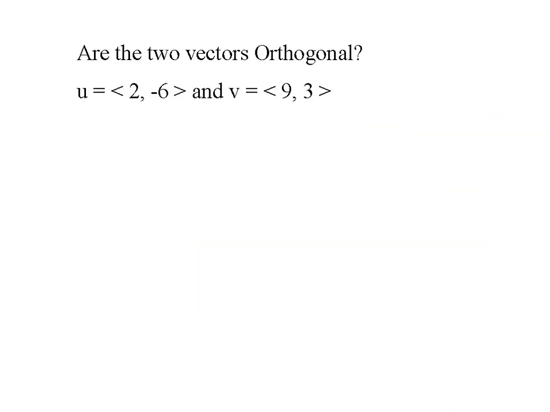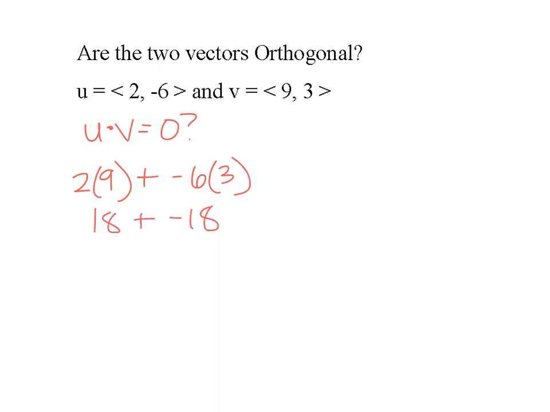So let's test it out. Are these two vectors orthogonal? So if you're asked if something is orthogonal, remember you're trying to see if the dot product equals 0. So let's find our dot product. So we're going to do a times c, so 2 times 9, plus d times b, so negative 6 times 3. So we get 18 plus negative 18. Lo and behold, that's 0. So since our dot product is 0, yes, these are orthogonal.